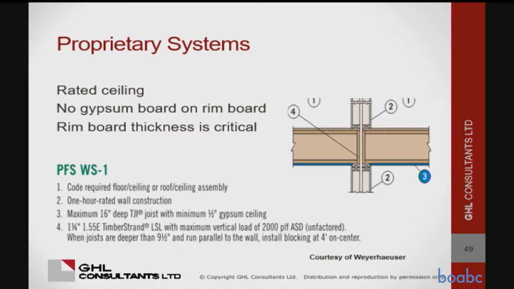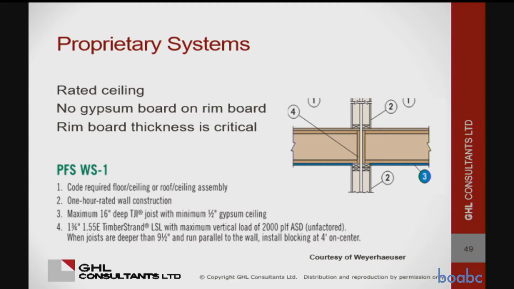And the one that we use, or the one that we hopefully use, is this detail that beefs up the thickness of the rim board. So this is maintaining a vertical fire separation with an unrated ceiling, number 3, 1/2 inch gypsum, regular. And all you have to do is beef up that rim board to 1 3/4, and then that will maintain that vertical fire separation through the floor.